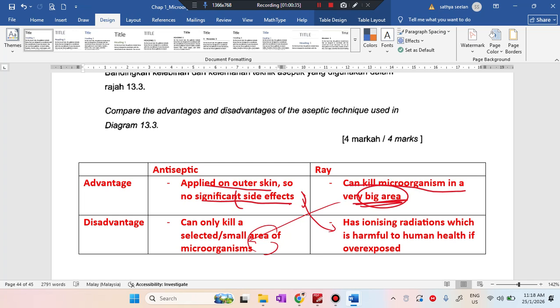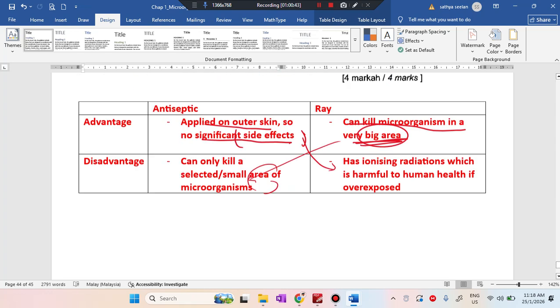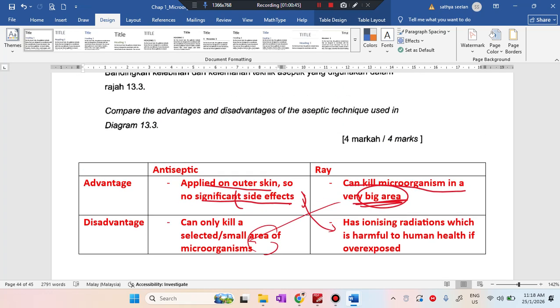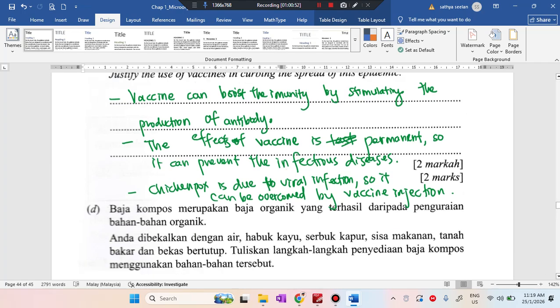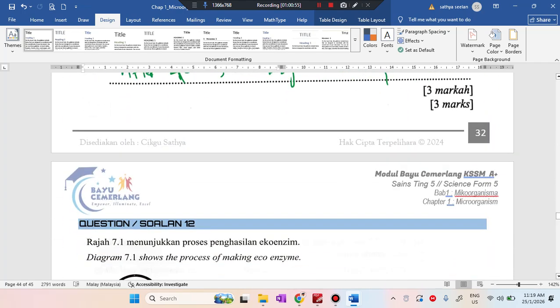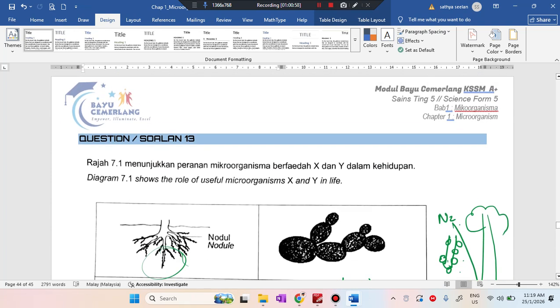Done. Alright, so the essay part we're done. Okay, now back to our question 13. Now you see another useful microorganism. If you see the nodule, this is the nitrogen cycle. Somehow you will learn it in your chapter 2.